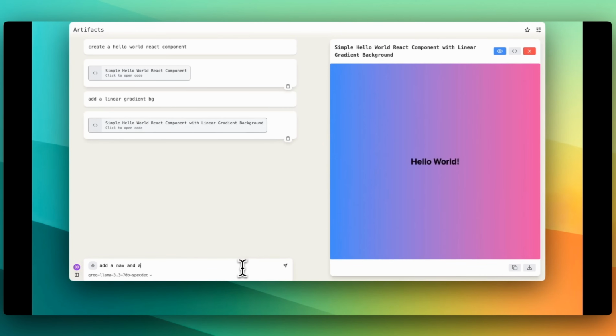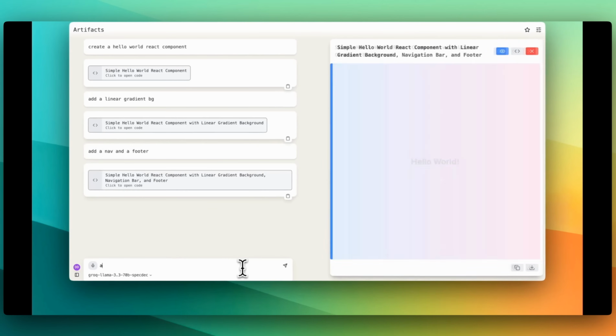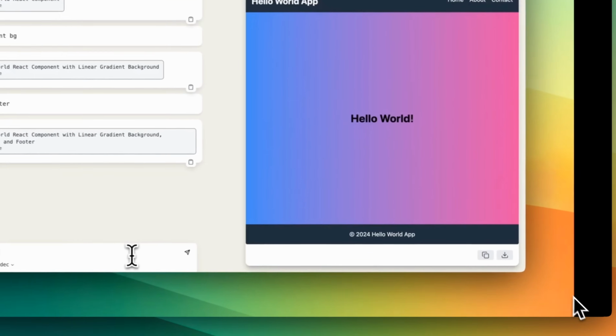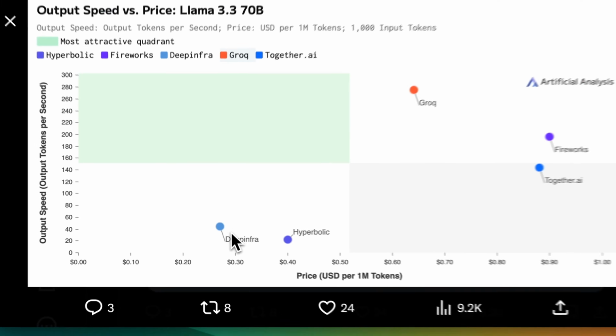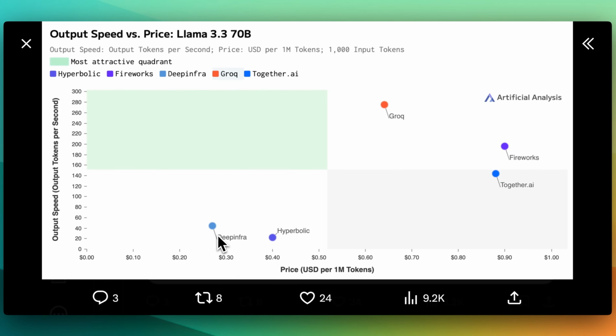There are a number of different options where you can try this out, as well as a number of different providers out there that have this hosted. In terms of some of the providers hosting the model, at time of recording, there's Deep Infra, Hyperbolic, Groq, as well as Fireworks and Together AI. You can see their respective output speeds as well as price all listed out here.